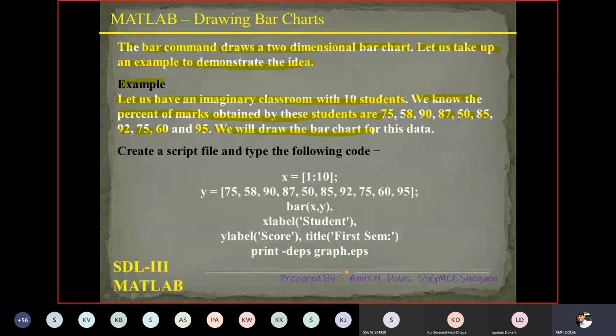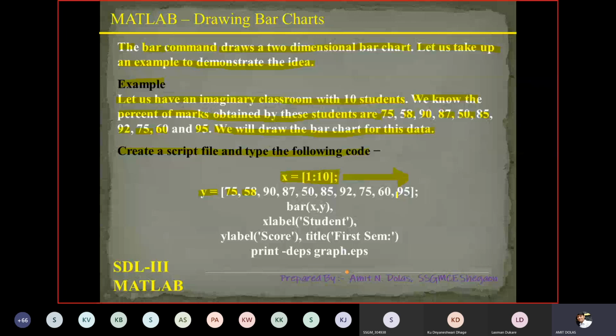For that we'll create a script file. So here I'm directly using the MATLAB command prompt, so I will not write an M file or script file. If you save it with the extension .m, then it will be executed. So here you can see x is the variable where the range is given, that is x will be varying from 1 to 10. So it is mentioned the number of students is 10. Then y is showing their respective percentage, that is 75 for the first student, 58 for the second student, going on to 95 for the 10th student.